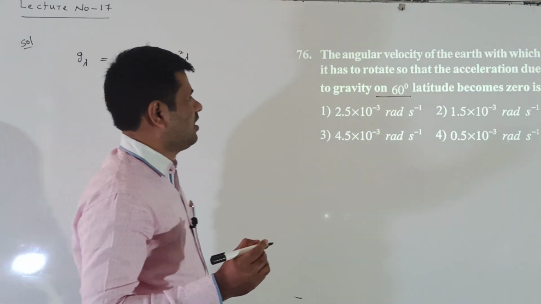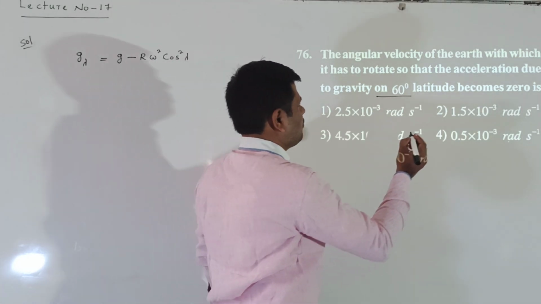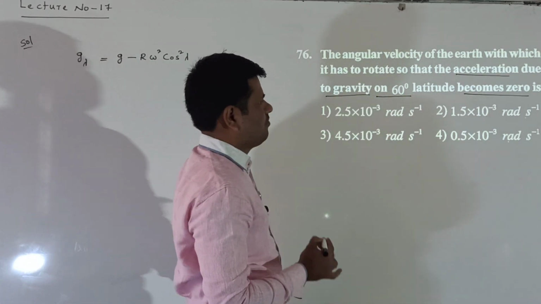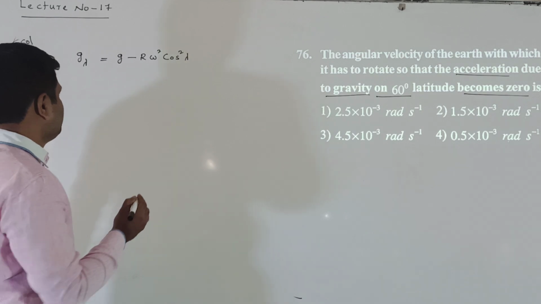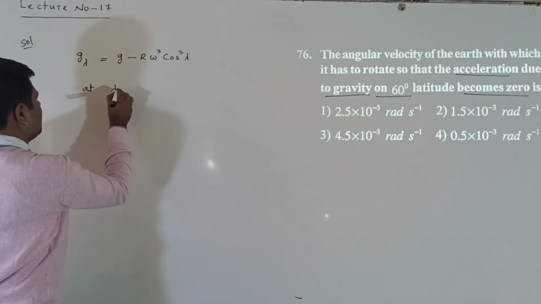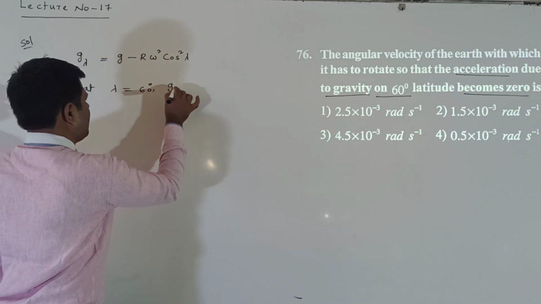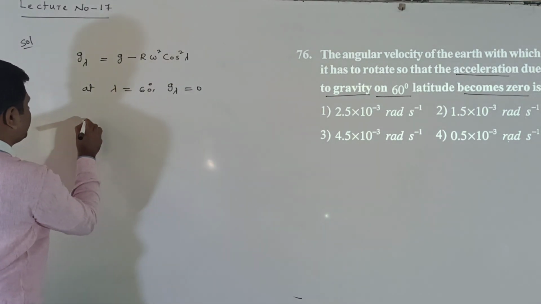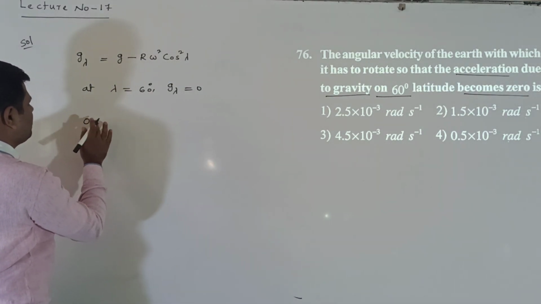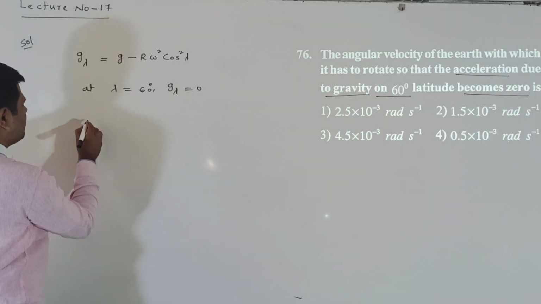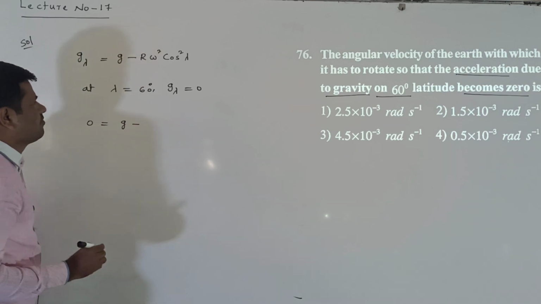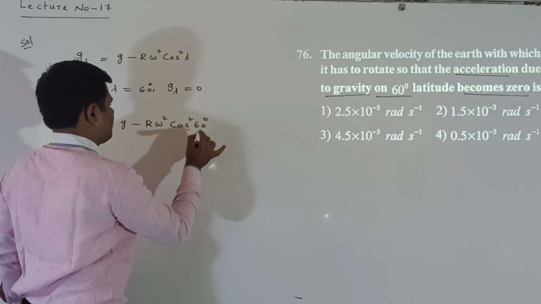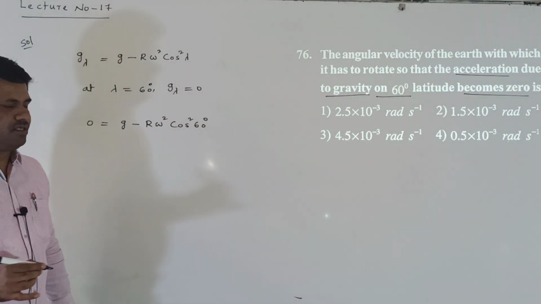Another point is also given: the acceleration due to gravity at 60 degrees latitude becomes 0. Means at lambda equal to 60 degrees, g lambda equals 0. So making it 0: 0 equal to g minus r omega square cos square 60.